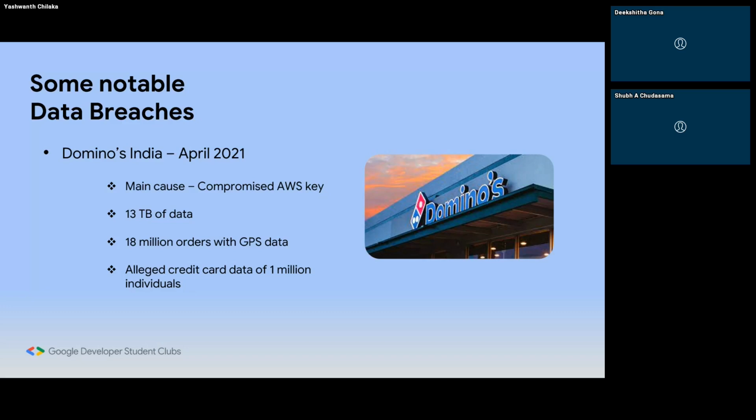When this data breach happened, the cracker created a search engine and placed it on the dark web, and the whole order data was made public. At that time, you could actually go there and search whether your data had been compromised. The data contained your name, email, phone number, and GPS data. Some research engineers also reported that credit card info of 1 million individuals was stolen, but Domino's denied that claim, and we don't know how much of it was true.